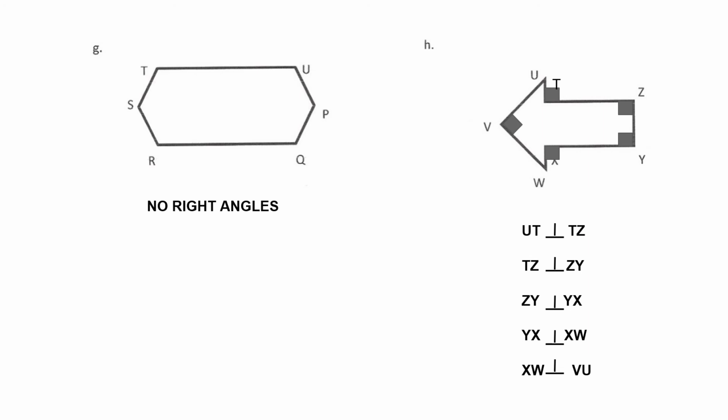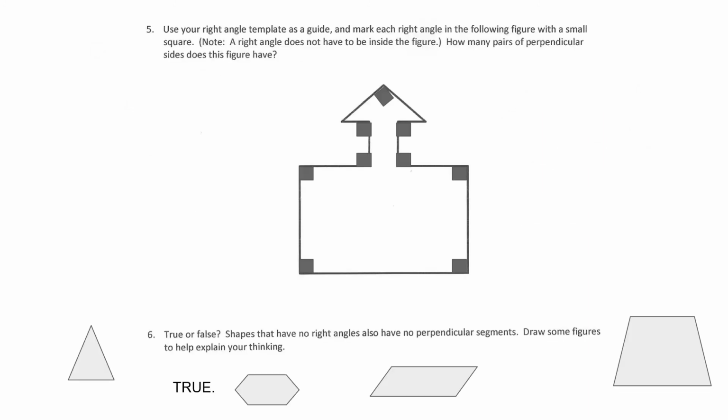YX is perpendicular to XW, right? Because that's an outside perpendicular. And then XW, and VU. Well, that doesn't make sense. Not XW, it's WV. It should be WV, VU. So that's wrong. It's WV is perpendicular to VU.